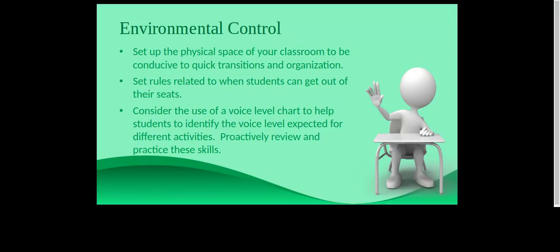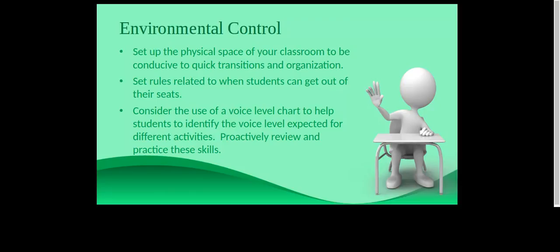With environmental control, you want to make sure you set up the physical space of your classroom to be conducive for quick transitions and organization. Make sure that students can navigate through the desks. Make sure that there are different locations within the classroom that the students can identify as to where is the area that they can go to when they need individual help from the teacher. Where is the area if they need to conference with another student that they can go to. But making sure that the physical space itself allows for the students to navigate their way throughout the classroom efficiently.